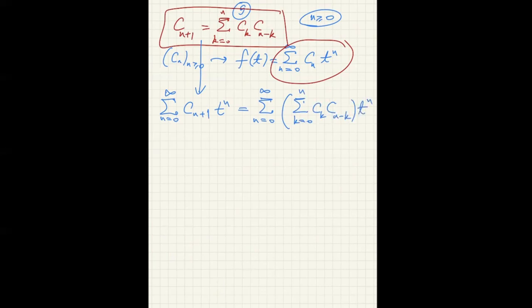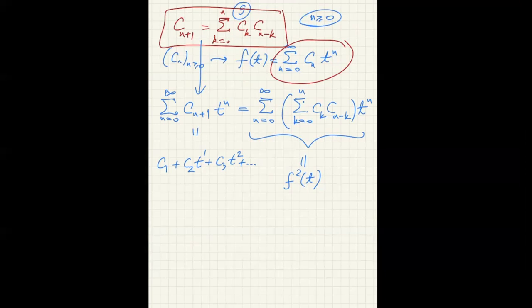Okay. Now we're going to work to expand each of these sides. The one on the right is actually simpler here because this is exactly f squared of t, by the rules of how you multiply two formal power series. The one on the other side, what is it going to be? Well, let's look at it a little bit more. So for n equals 0, I get C1, and then I get C2 times t to the power 1 plus C3 times t squared, and so on. So how can I get my hands on that?